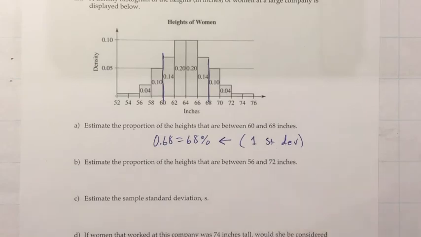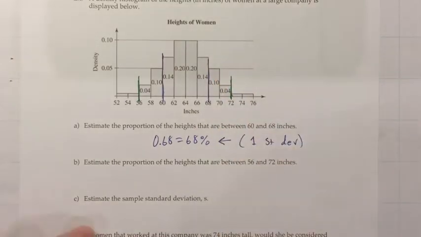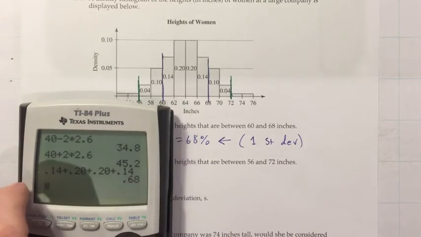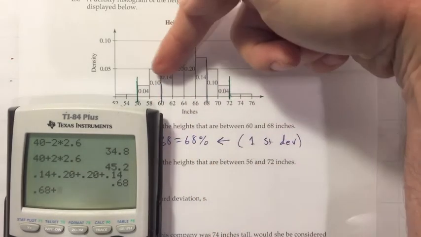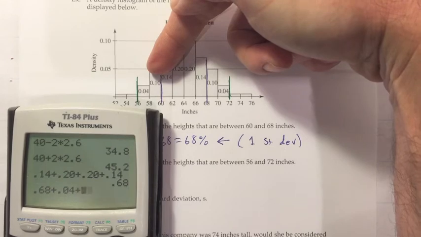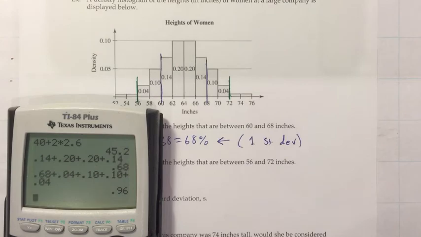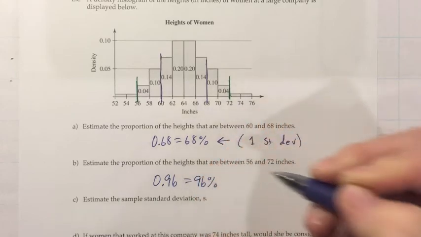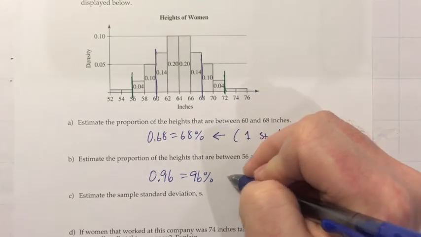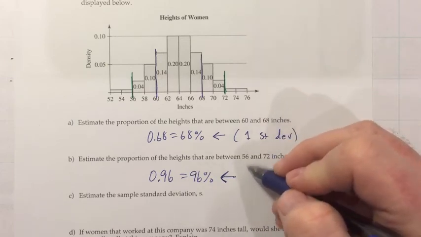Now they want us to do the same thing for 56 and 72. So if I go out to 56 right there and 72 right there and counted everything in between, then I would have the 0.68 that I already had. And then on the left, I would pick up these two bars right there, 0.04 plus 0.10, and the same thing on the right. Looks like we have a symmetric data set here. And when I add those up, I get 96%. Get 0.96, but that is 96%. And that's not quite what the empirical rule says would happen within 2 standard deviations, but the empirical rule said it would be about 95%. That seems to be about 95%.